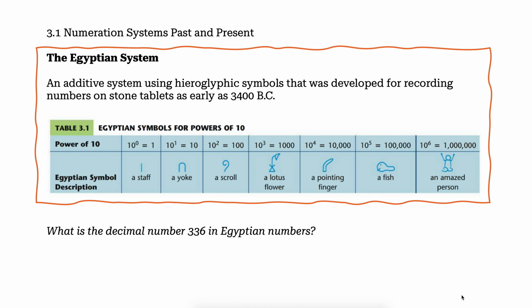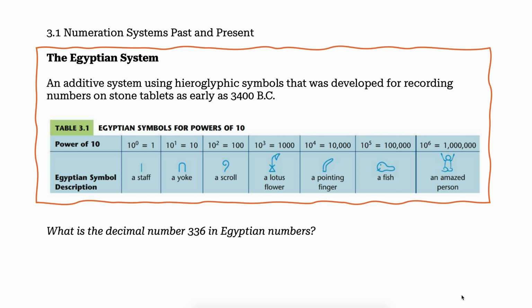So their symbol for 1 was a staff. It actually looks like our number 1. They had a yoke, which looks like an upside down U. That was their 10. The scroll, which almost looks like a question mark without the dot, was 100. The lotus flower was 1,000. The pointing finger, you might need to squint a little bit at that one, but the pointing finger is 10,000. A fish was 100,000. And an amazed person was 1,000,000.